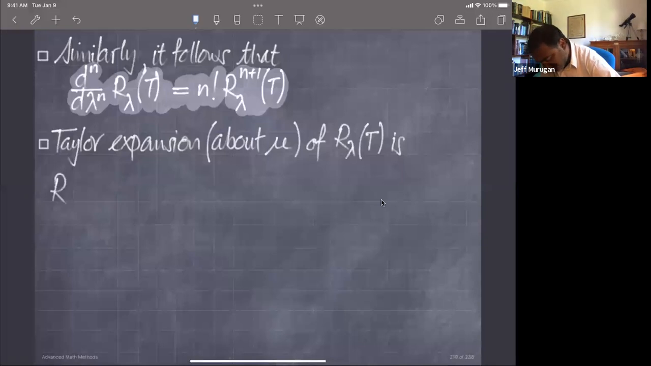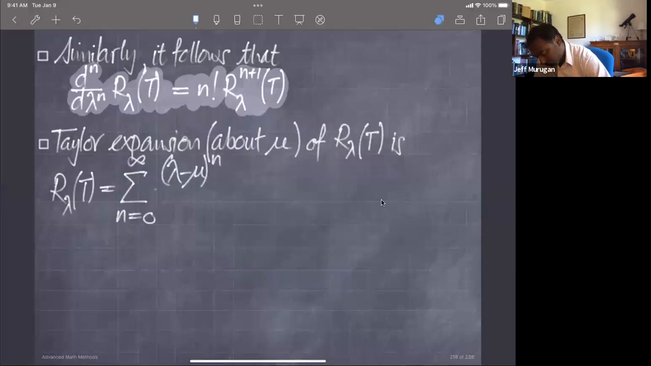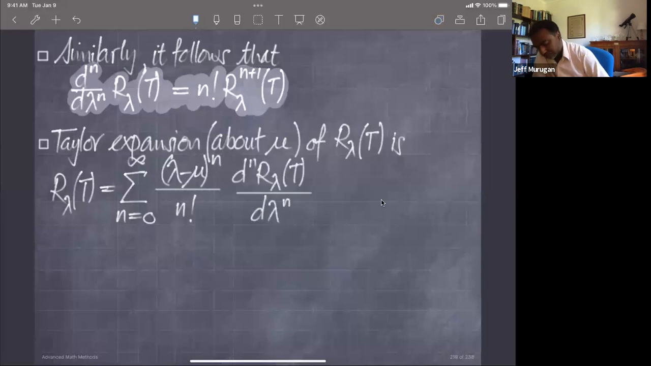R lambda of T is just plugging into our definition of what the Taylor series expansion is, forgetting about the fact that we're dealing with operators, etc. So this is the sum from n equals 0 to infinity, lambda minus mu to the n over n factorial times the nth derivative of R lambda of T with respect to lambda and evaluated at lambda equals mu.